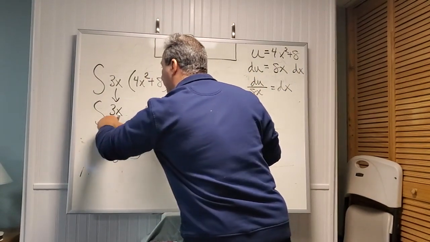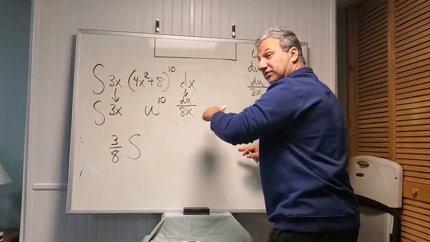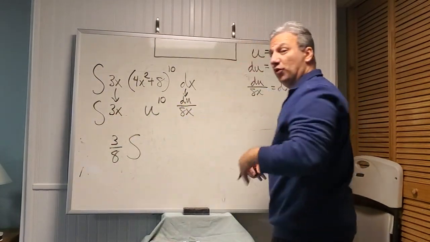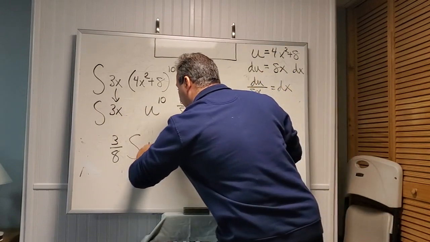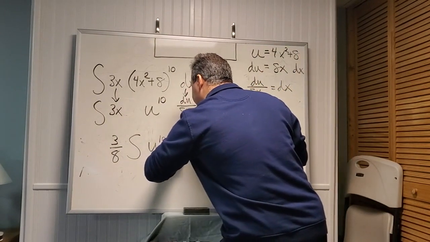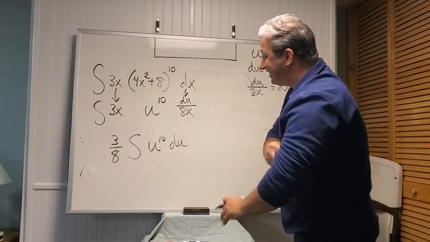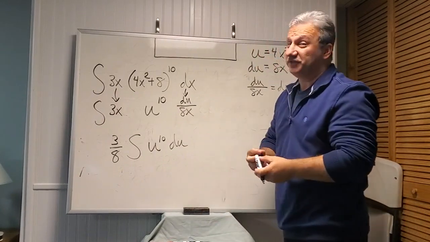So 3 over 8. 3 divided by, that's a division. 3 divided by 8 goes out in front. The x's cancel one more time. And look where we're left, at a very, very simple integral, antiderivative. If it is not a simple antiderivative, you've done this wrong.